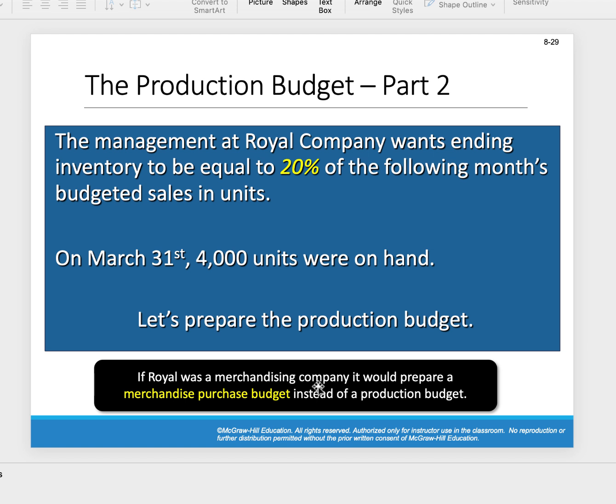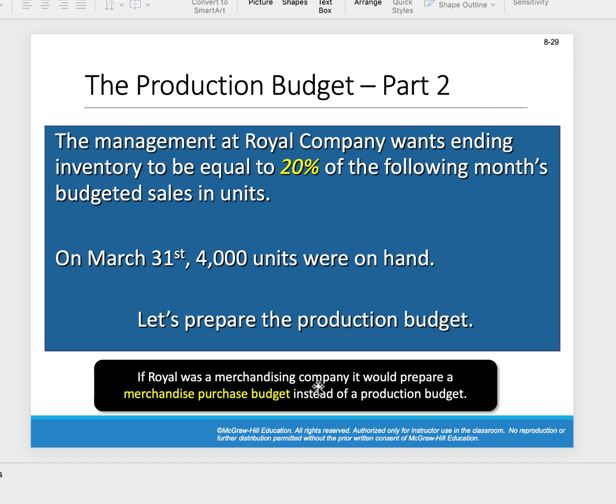What's that mean? Well, that means that in the month of June, I want to produce enough to meet June sales, plus I want to produce a little more so I have some percentage of next month's sales. Okay? In this case, they want to have 20% of the following month's sales budget. So that means in June, I need to produce enough to meet June sales, and I need to produce a little more so I can have 20% of July's production needs.